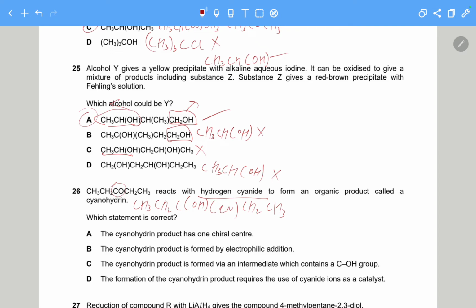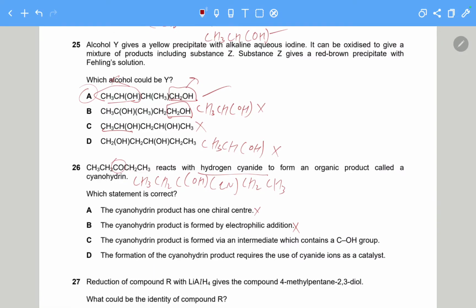Option A, the cyanohydrin product has one chiral center. It does not have any chiral centers because there is no carbon atom attached to 4 different groups. So this is wrong. B, the cyanohydrin product is formed by electrophilic addition. No, it's nucleophilic addition. C, the cyanohydrin product is formed by an intermediate which contains a C-OH group. No, the intermediate contains a C-CN group. The OH is formed later.